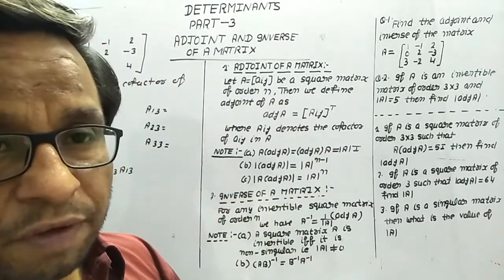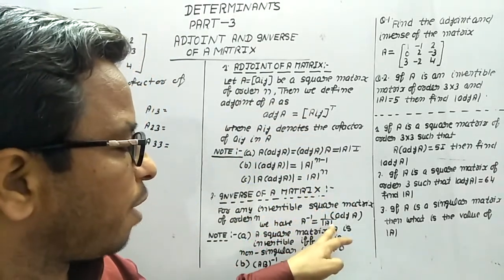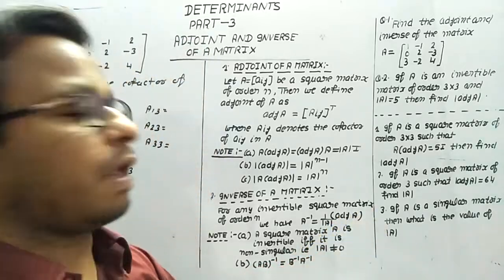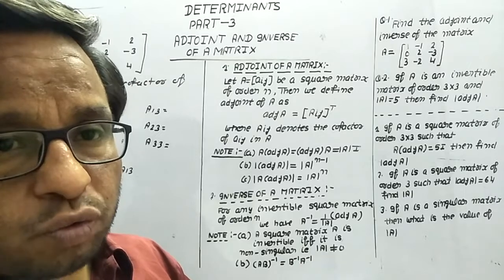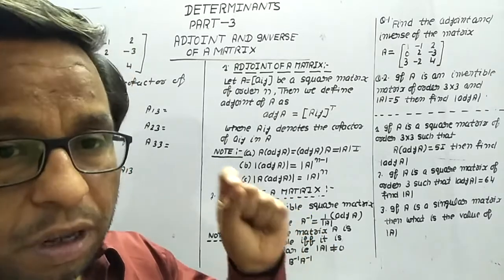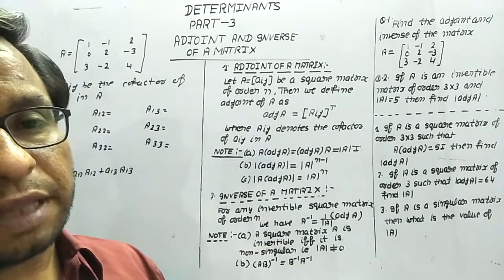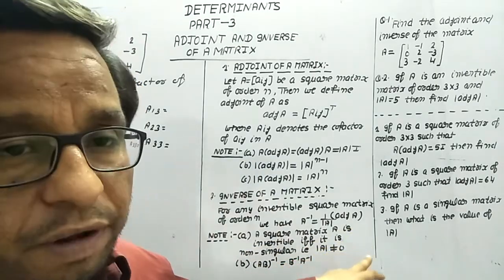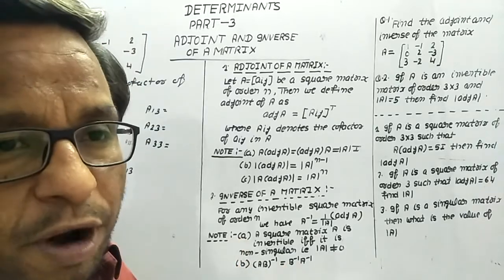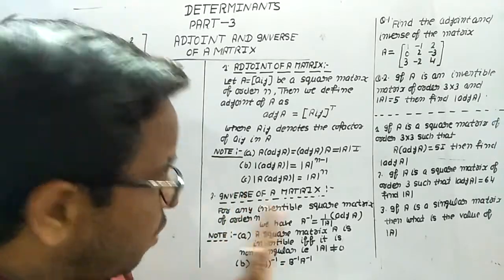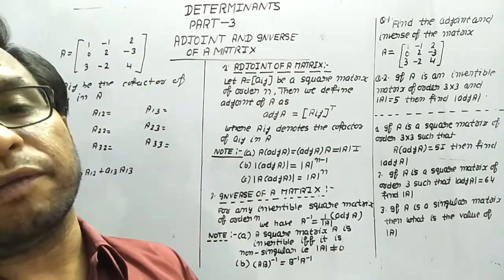Second thing, the inverse of a matrix, I had already explained. In calculation, A inverse is always given by 1 upon determinant of A into adjoint of A. And always remember, the inverse of a square matrix is possible only if it is a non-singular matrix, that means determinant of A is not equal to 0. This is a very important point. And second point, (AB) inverse is always equal to B inverse into A inverse.